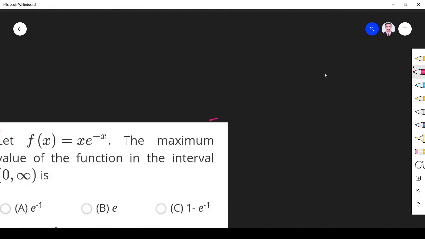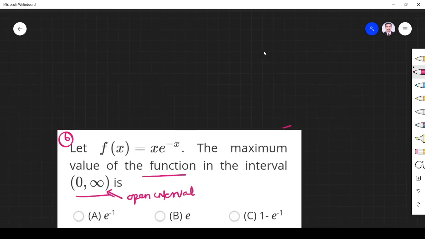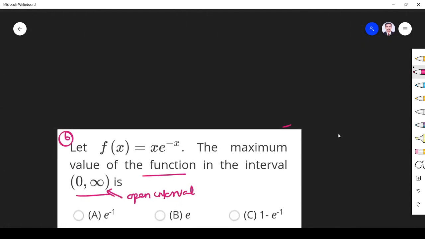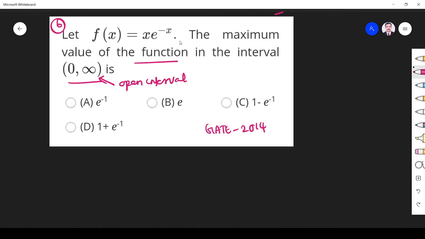Next one: f of x is equal to x into e power minus x, and they ask for the maximum value of the function in the interval 0 to infinity. You see this is an open interval. Whenever we have an open interval, we follow the procedure of problem number 5. Whenever we have a closed interval, we follow the procedure of problem number 2 and 3. Please remember: open interval means local minima or maxima, closed interval means global minima or maxima.